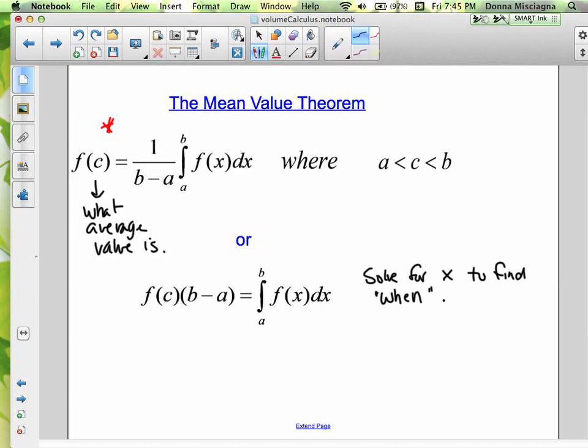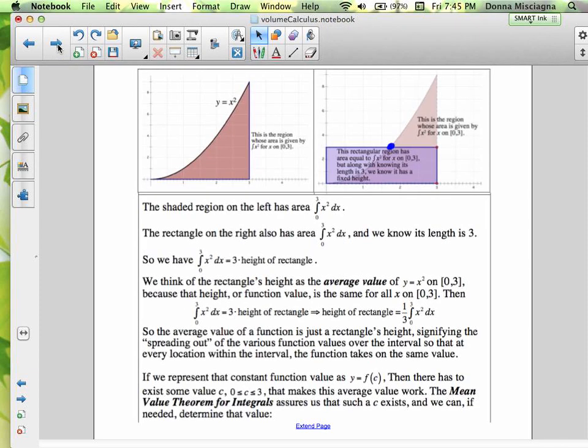So c equals when. And that's what we're going to solve. Let's look at a little picture. All right, so here's our little picture. All right, so we have y equals x squared.